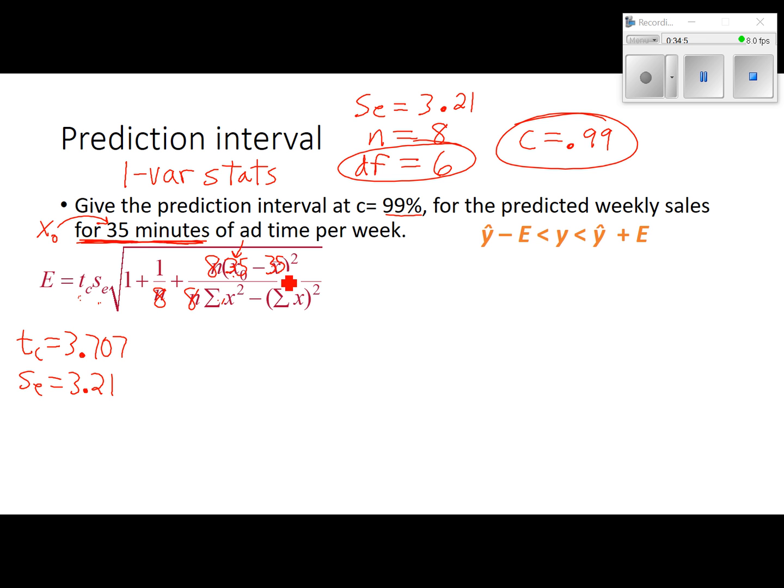X bar is 35. The sum of all the x squareds, that's right here. It tells you that, and it's 11,650. We could have also got that from that other chart. And then this one we actually have to do a little work on, because the calculator will tell us what the sum of all the x's is. That's this on your screen there. And it's 280, which we already found, but we're going to have to square it.